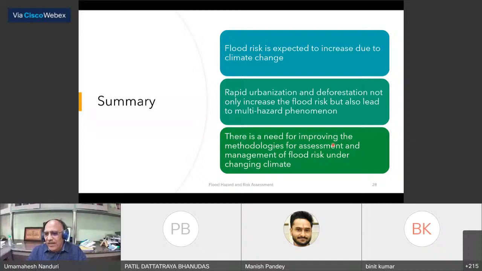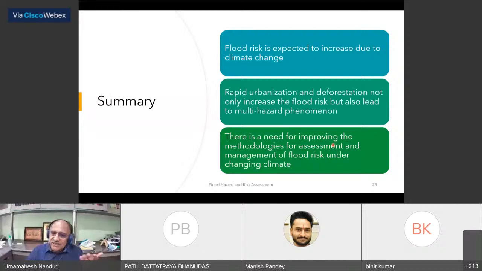And as I mentioned at the beginning of my talk, flood risk or any natural hazard risk is expected to increase because of climate change. Climate change is obviously going to cause these kinds of hazards more frequently, and they will also become more severe and more catastrophic. At the same time, rapid urbanization across the country and rapid deforestation are also causing an increase in the flood risk.